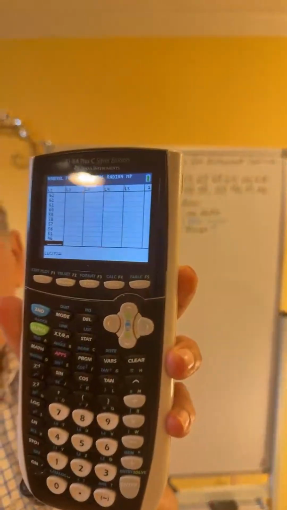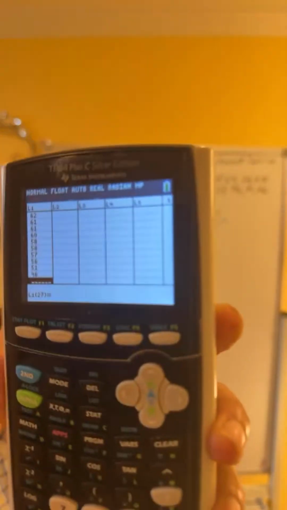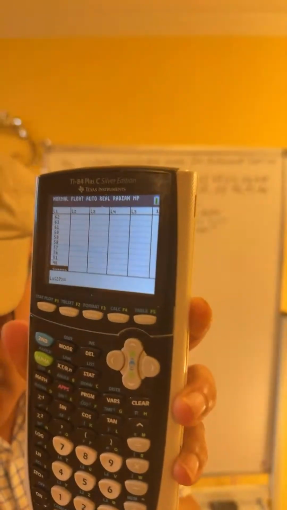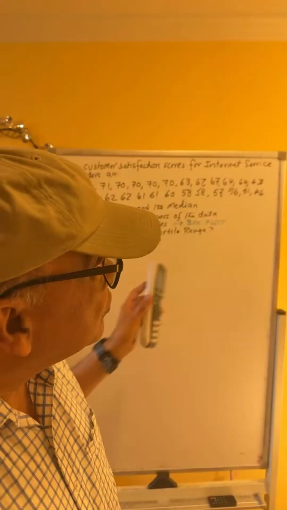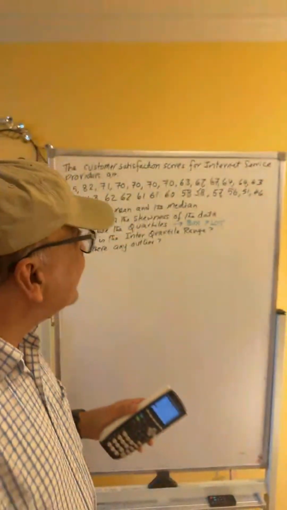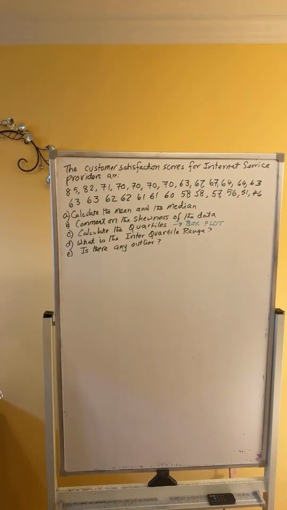That is why at the bottom left corner you will see L1 parenthesis 27 equal to, as if it's asking you to enter the 27th data point, which we do not have. So we have entered the 26 numbers in L1. We are ready to calculate the mean, median, etc.